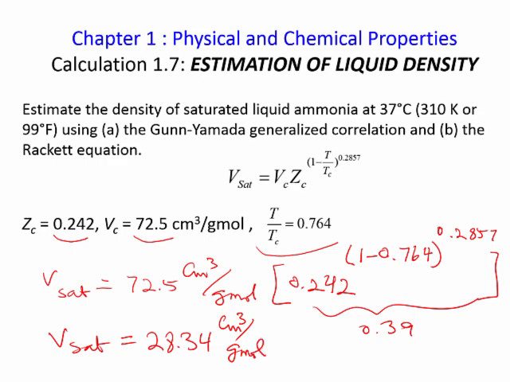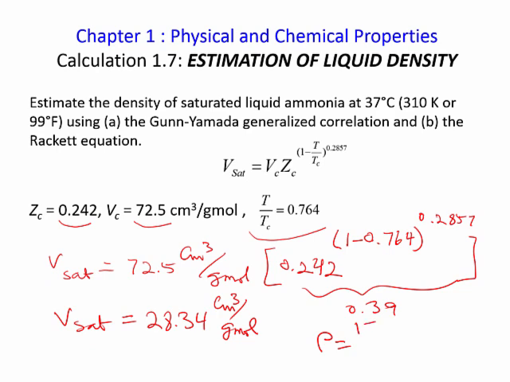Using this value of V, we can calculate density. Rho is equal to 17 divided by 28.34, and this will give us the density in mass units of 0.5999 g/cm³. This is equivalent to 37.45 lb/ft³.